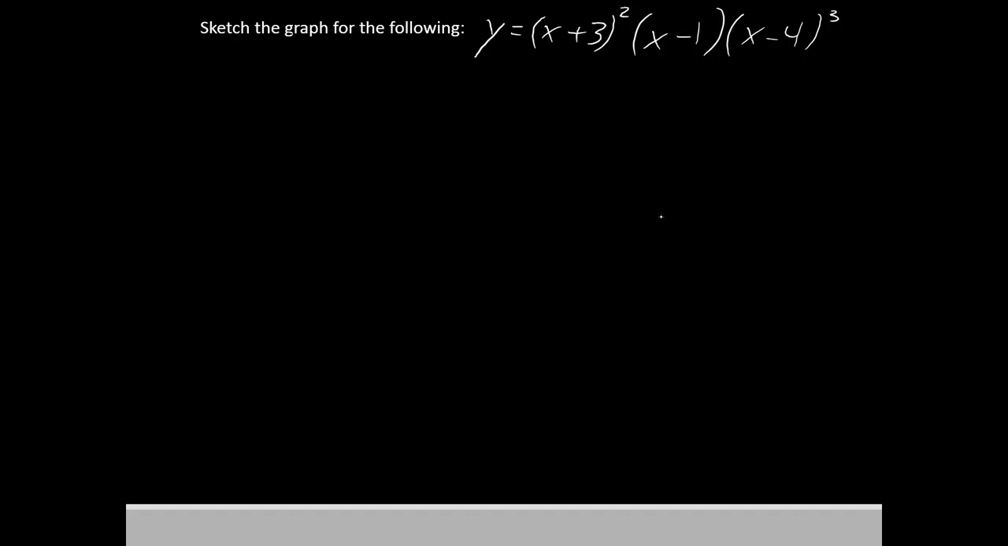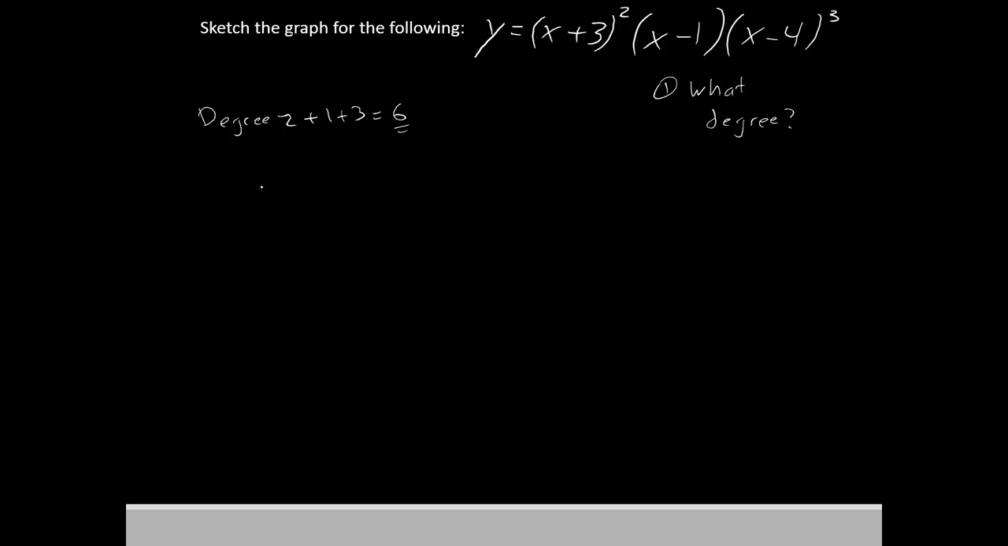Let's try to lay the general framework of this graph out first before we do anything else. The first question we have to ask ourselves is, what degree is this equation? Alright, so let's look at all the powers that are in this equation. We have a second power, we have a first power, and we have a third power. Add it together, and you have degree 6.